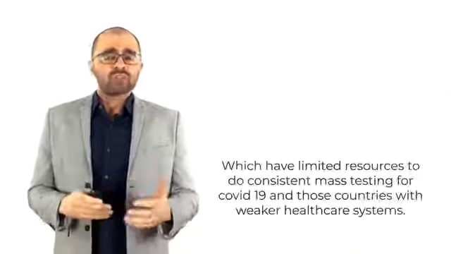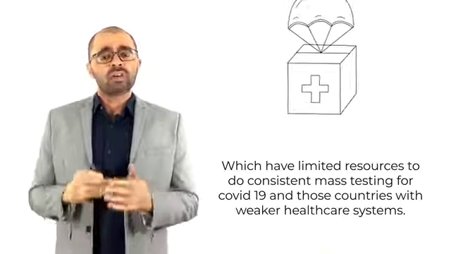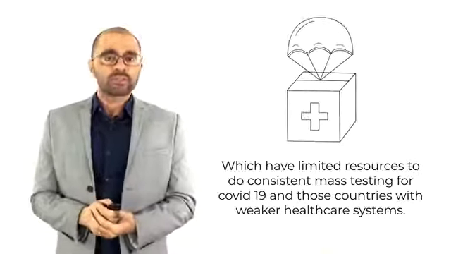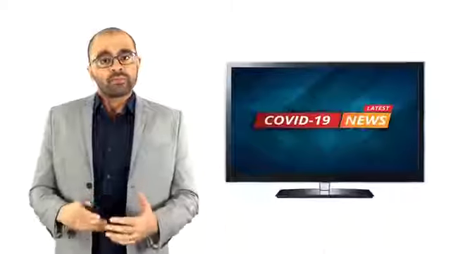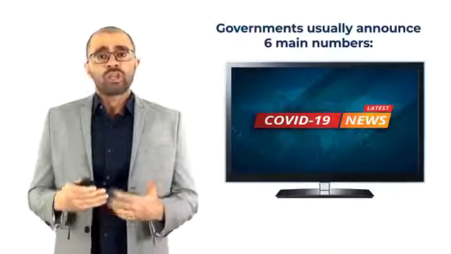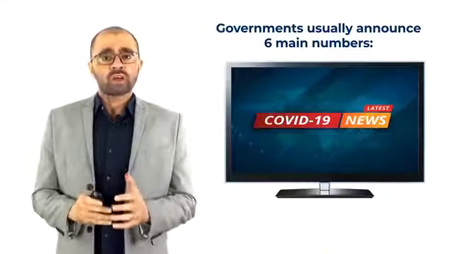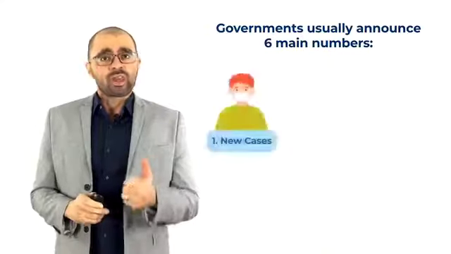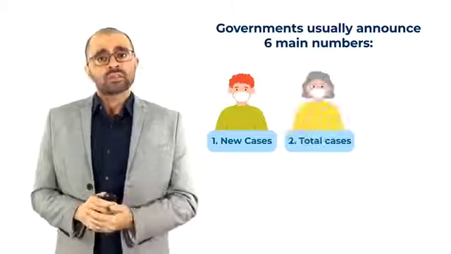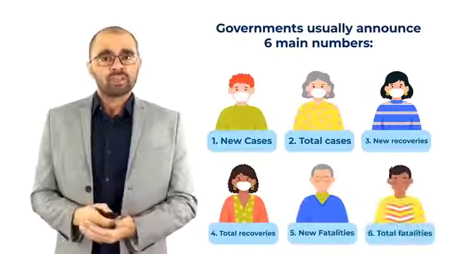This video is mainly directed towards low and middle income developing countries which have limited resources to do consistent mass testing for COVID-19 and those countries with weaker healthcare systems. Every day we wake up and check COVID-19 updates, and different governments usually announce many numbers, but 6 main numbers are usually announced every day. New cases, total cases, new recoveries and total recoveries, new fatalities and total fatalities.